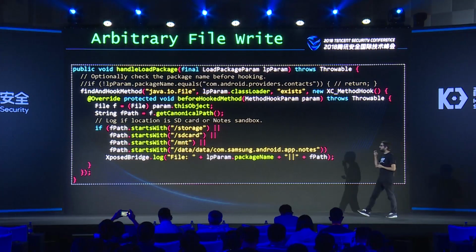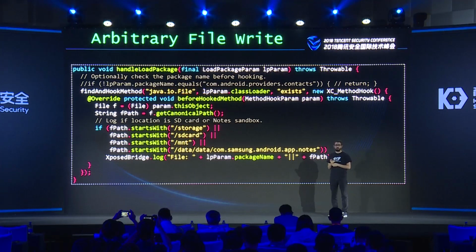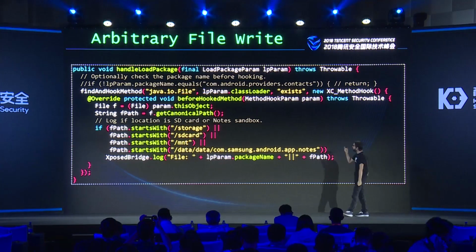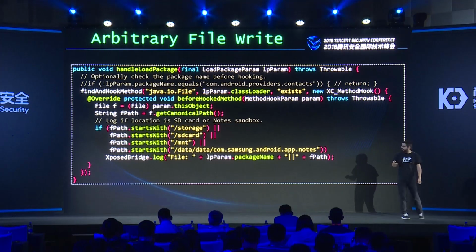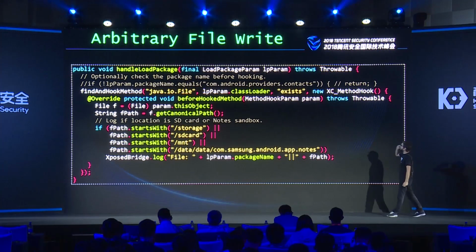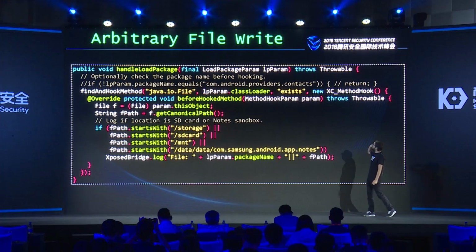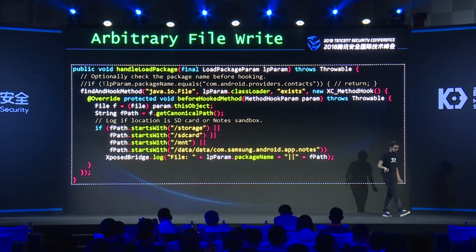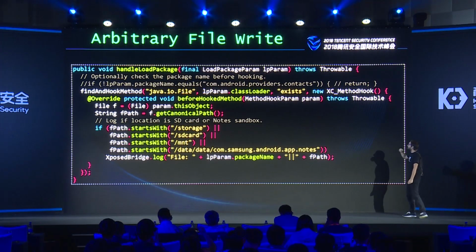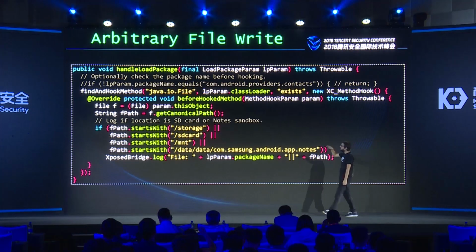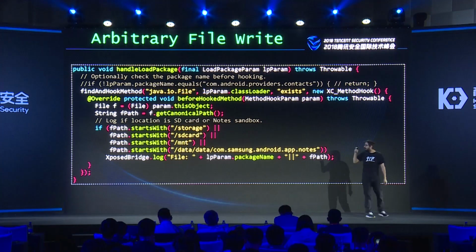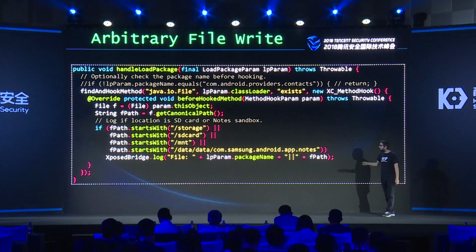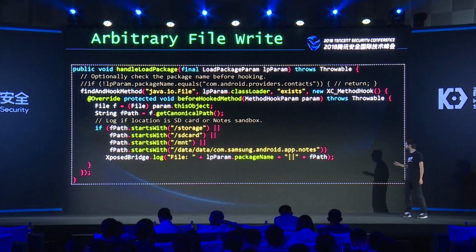And this is what a really simple Xposed module looks like. In this case, it will hook every single application that's running on the Android phone, and for each one of them, it will act on the .exists part of the File object. It will hook every single call to .exists and check if the path starts with storage, SD card, mount, or the location of the application sandbox. If that's the case, we log the attempt.